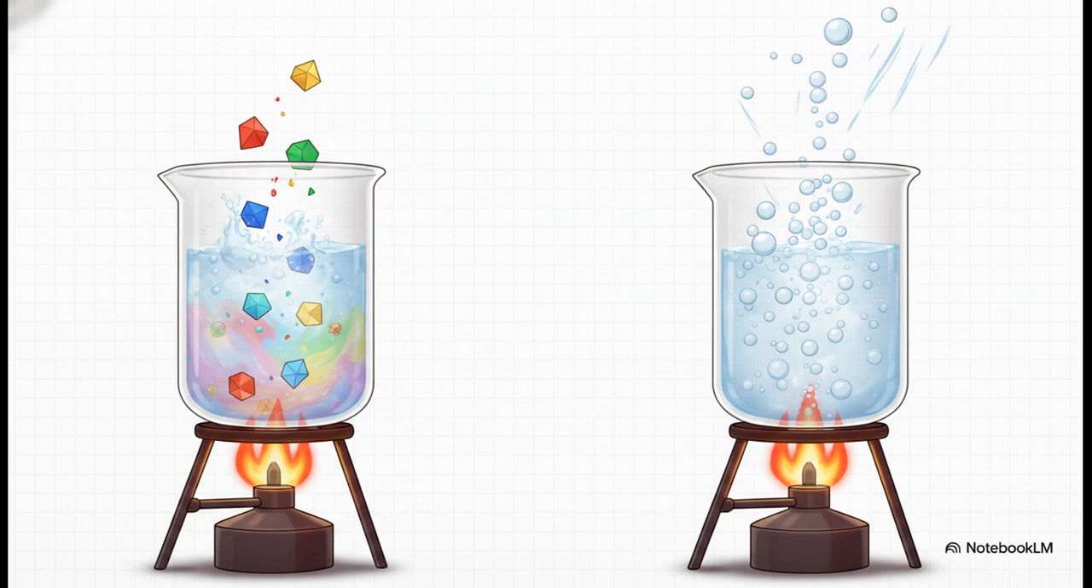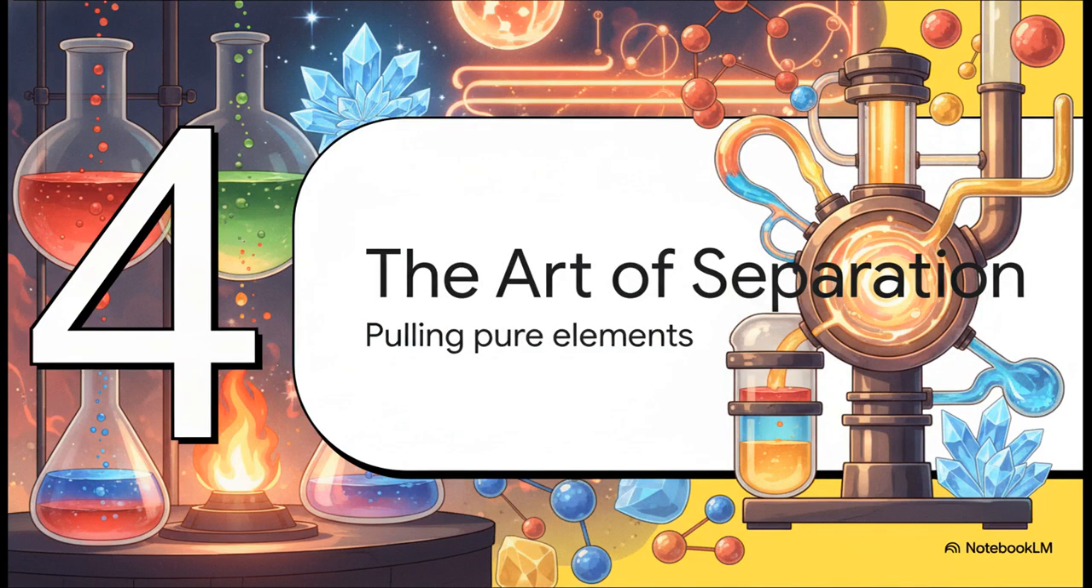But with gaseous solutes, it's the exact opposite. As heat goes up, gas solubility actually goes down, and chemists map these exact, highly predictable changes using what we call solubility curves. Which brings us to Section 4.